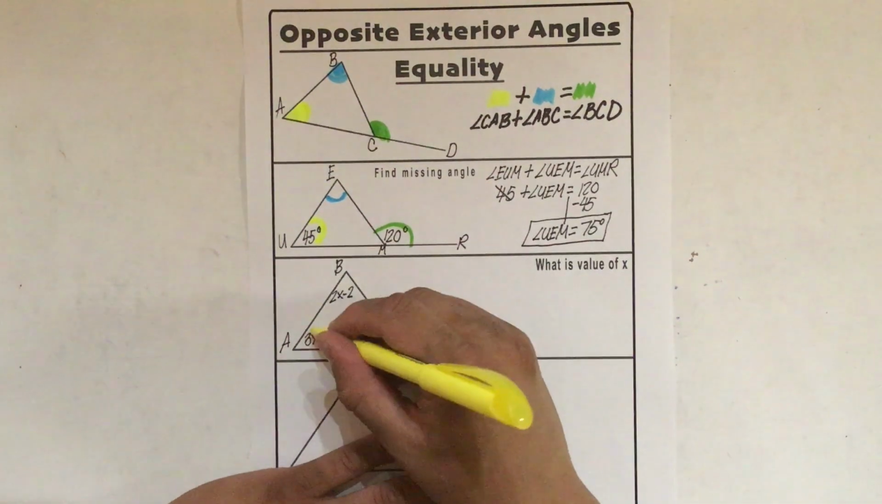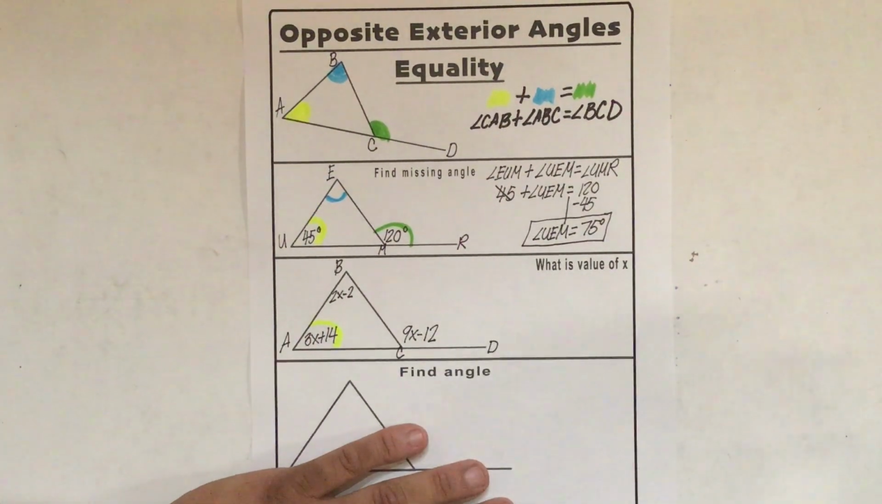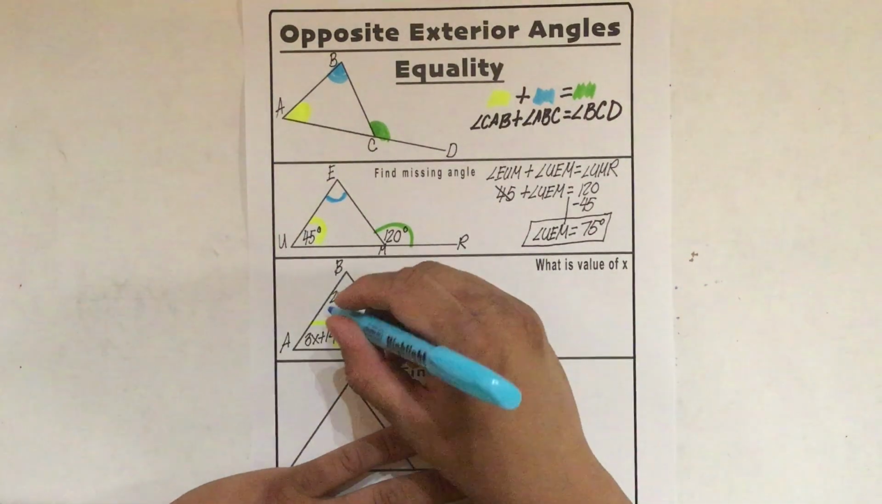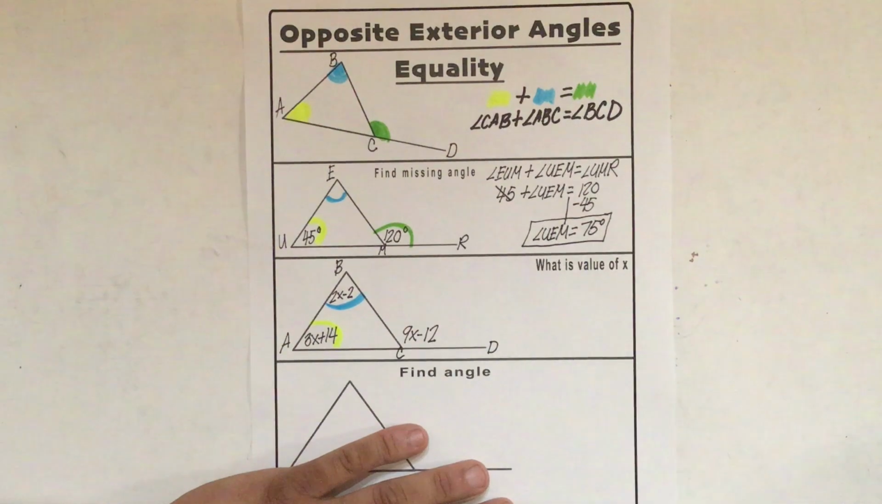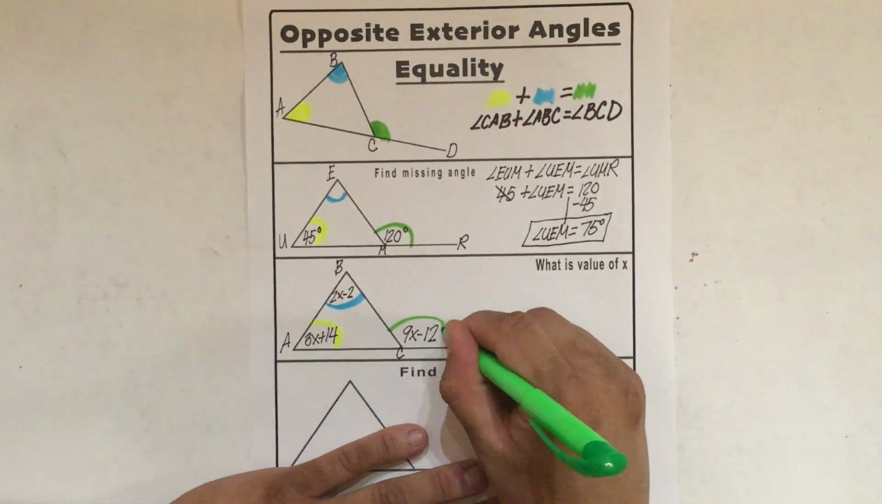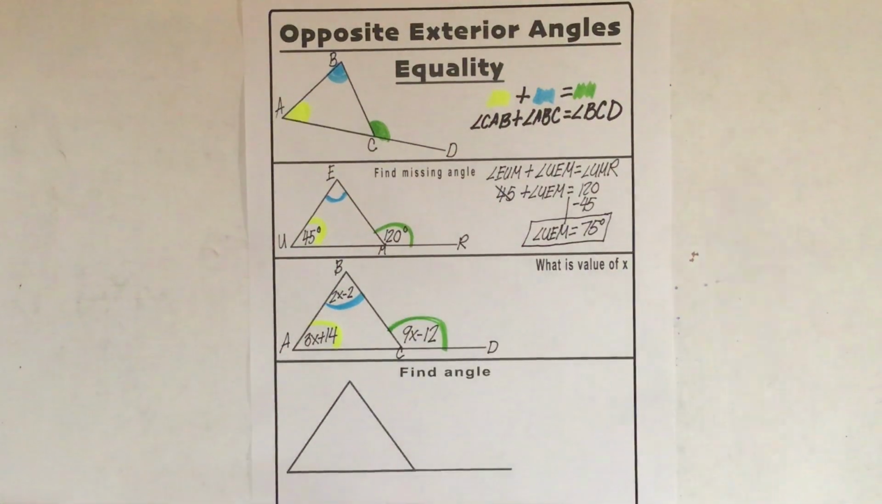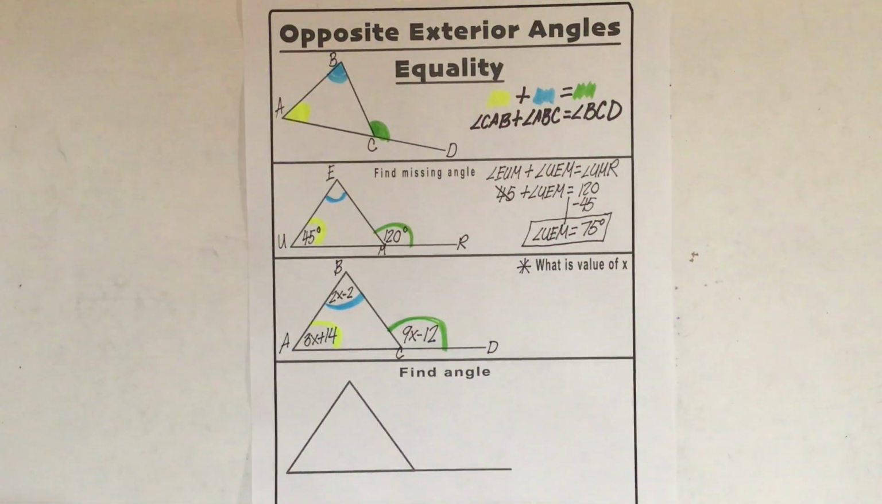So I'm going to make this one here yellow on the left, angle A. I'm going to make angle B blue. And I'm going to make angle C, the outside angle C, green. So remember, it's asking what is the value of x.